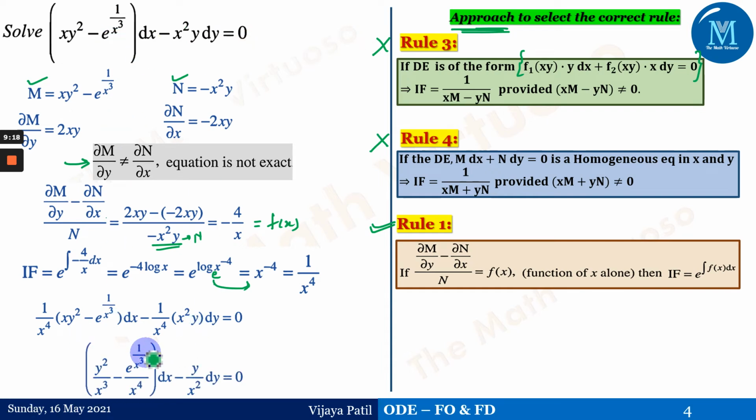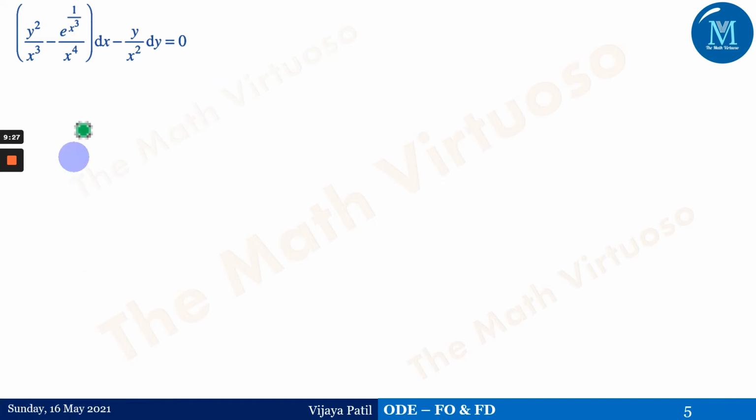So we'll get something like this. We are just multiplying this 1 upon x to the power 4 to the original equation, so we'll have this type of equation. Let me take you to the next slide. So this is what we left off on the last slide.